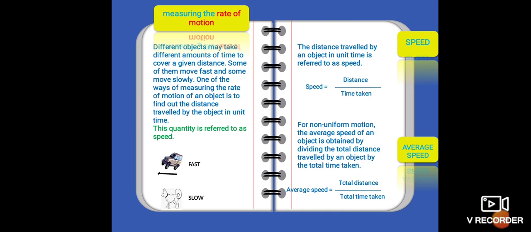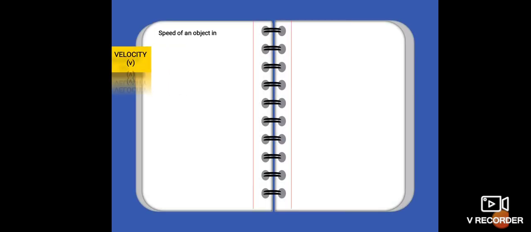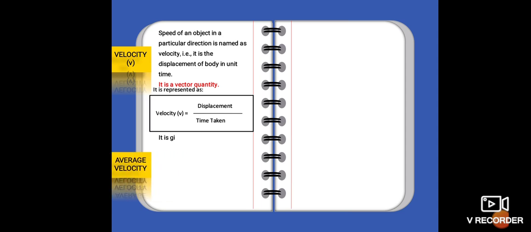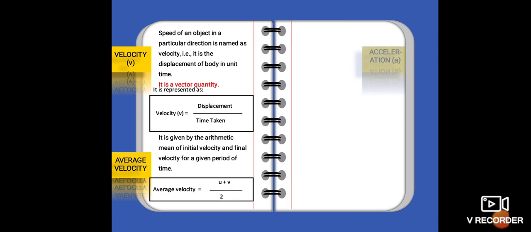Okay, now come to the velocity. Velocity is related to the displacement. That's why velocity is a vector quantity, and velocity is represented as displacement upon time taken. What about average velocity? It is given by the arithmetic mean of initial velocity and final velocity for a given period of time.